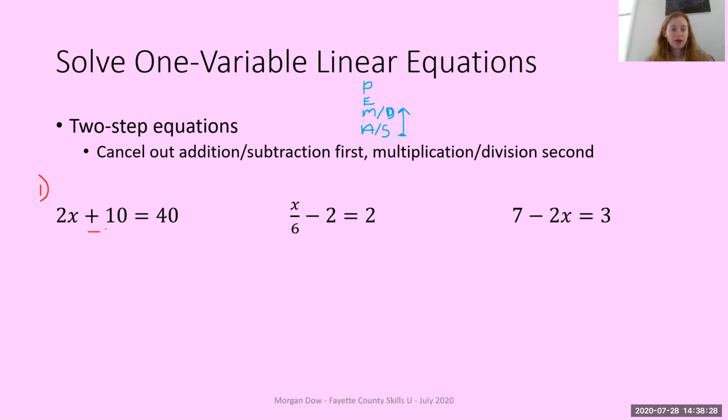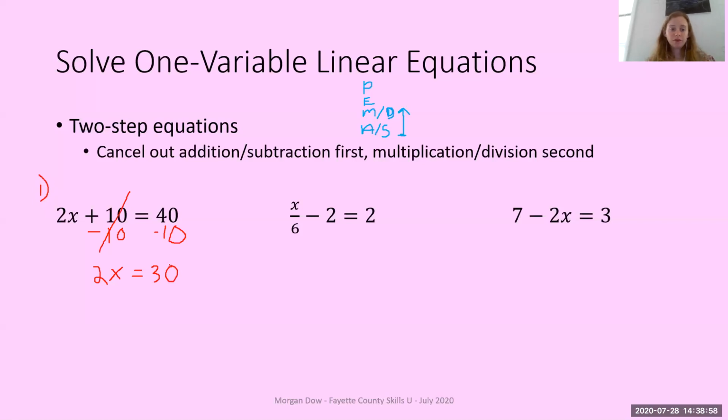I'm gonna cancel out the plus 10 by doing minus 10. Those will go to 0. I'm gonna come over to the other side, do exactly the same thing. And then I'm gonna bring down my equal sign and write out what I have remaining on each side. So on the left side, what I have remaining is 2x. And on the right side, what I have remaining is 30.